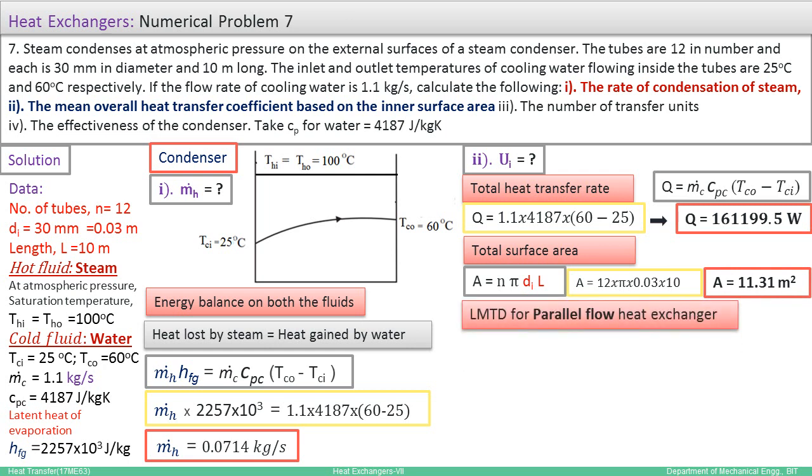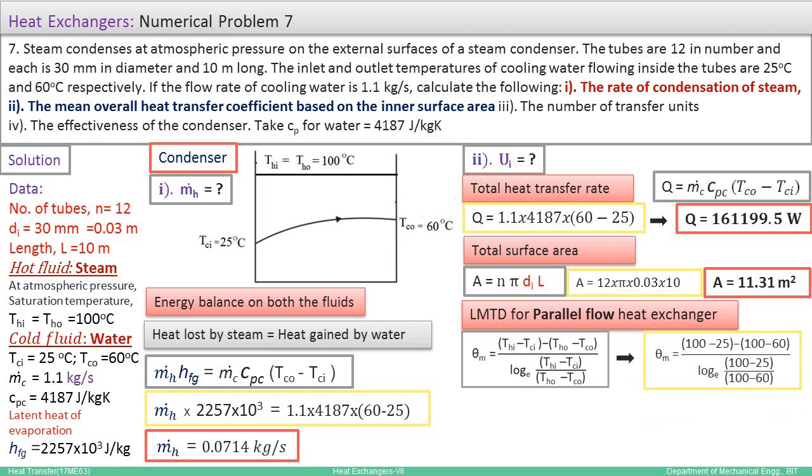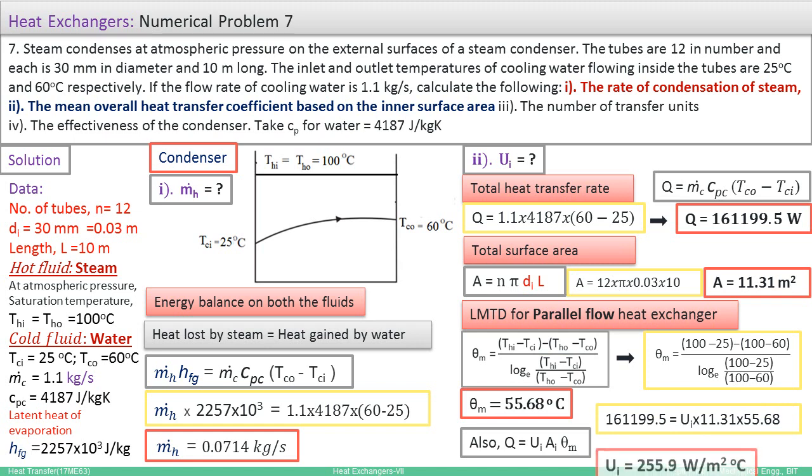And now using the LMTD for parallel flow heat exchanger, since it is not mentioned whether it is parallel flow or counter flow, assuming parallel flow, we can get the value of theta m as 55.68 degrees Celsius. And now Q, Ai and theta m are available. Using this Q equation, with Ui, Ai and theta m, we can find out Ui. Ui is 255.9 watt per square meter degree Celsius.